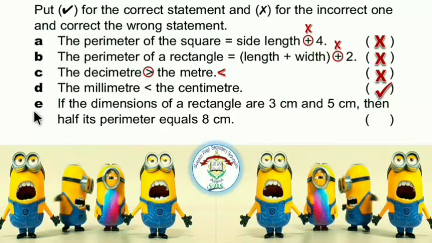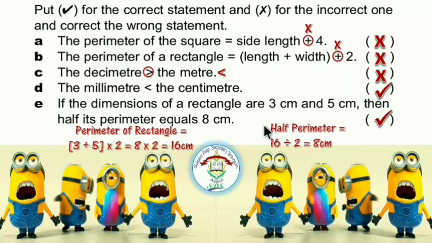The fifth one: if the dimensions of a rectangle are 3 cm and 5 cm, then half its perimeter equals 8 cm. To check whether this is correct or not, we will calculate the perimeter of the rectangle. Perimeter of rectangle equals (length plus width) all times 2. Width 3 plus length 5 equals 8, all times 2. 8 times 2 equals 16 centimeters.